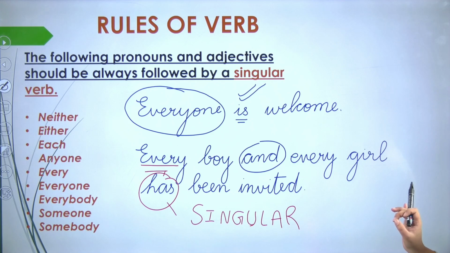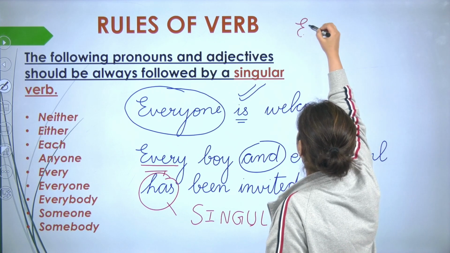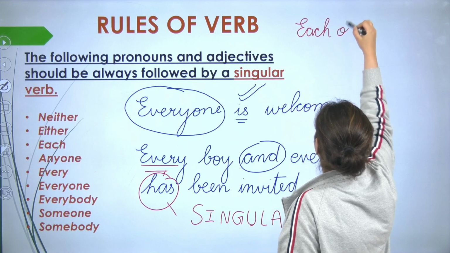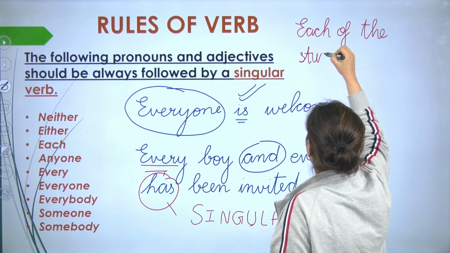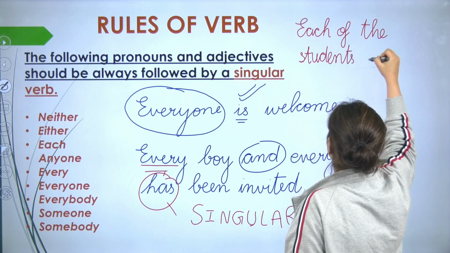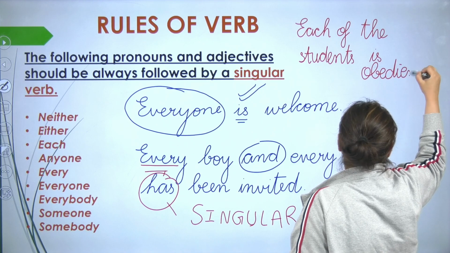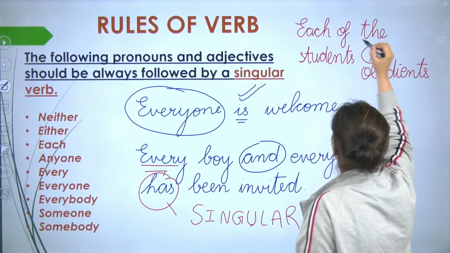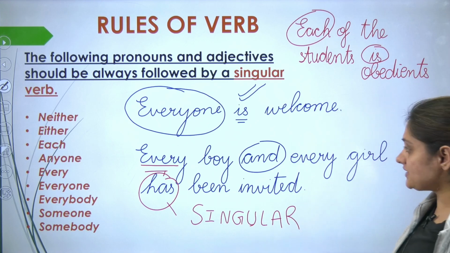Okay, each of the students is obedient, each also singular. Each of the students is obedient. Okay, I'll write one more example for you, otherwise you guys will get confused. Each of the students is obedient, not are, not according to students, each is singular, so is. Okay, all these words are treated as singular.